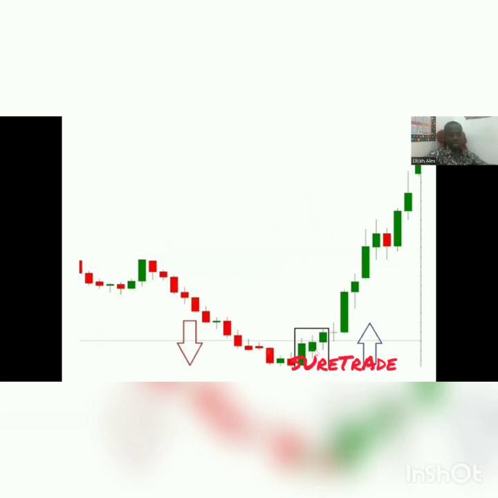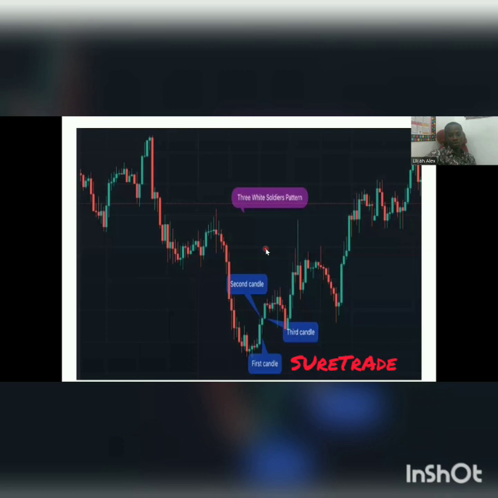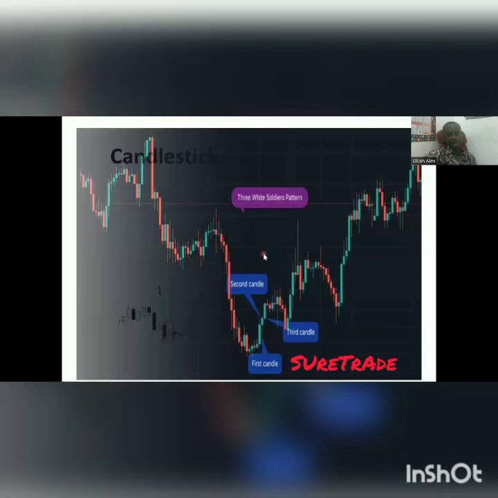It happens mostly at the support level or the end of a downtrend. 1, 2, 3. So enter your trade, and look, a doji is formed again. The doji means a reversal pattern. So you can even wait for this doji to form for confirmation, but you can enter your trade at the close of this candle here, and then you see your market go up to the upside. See more examples right here.